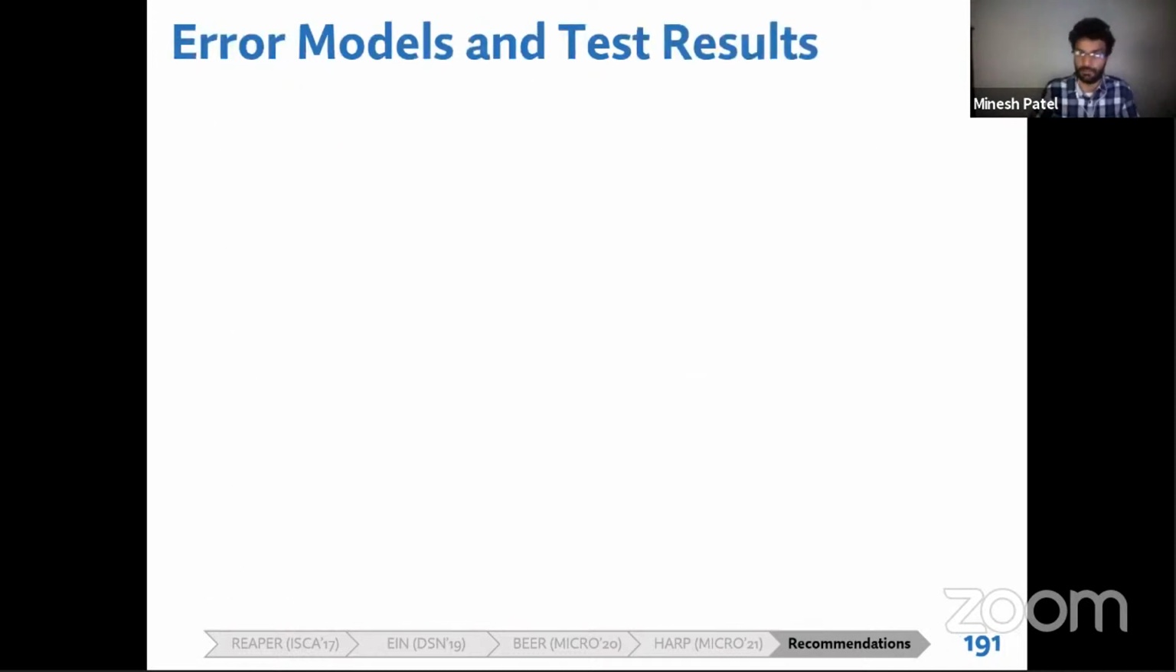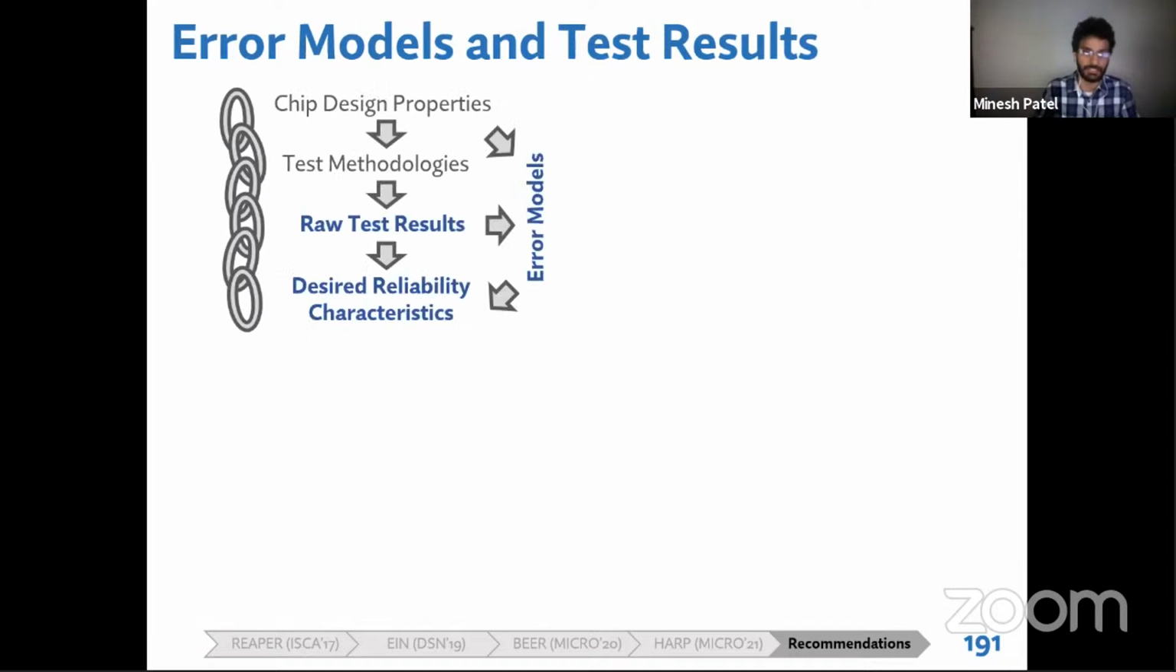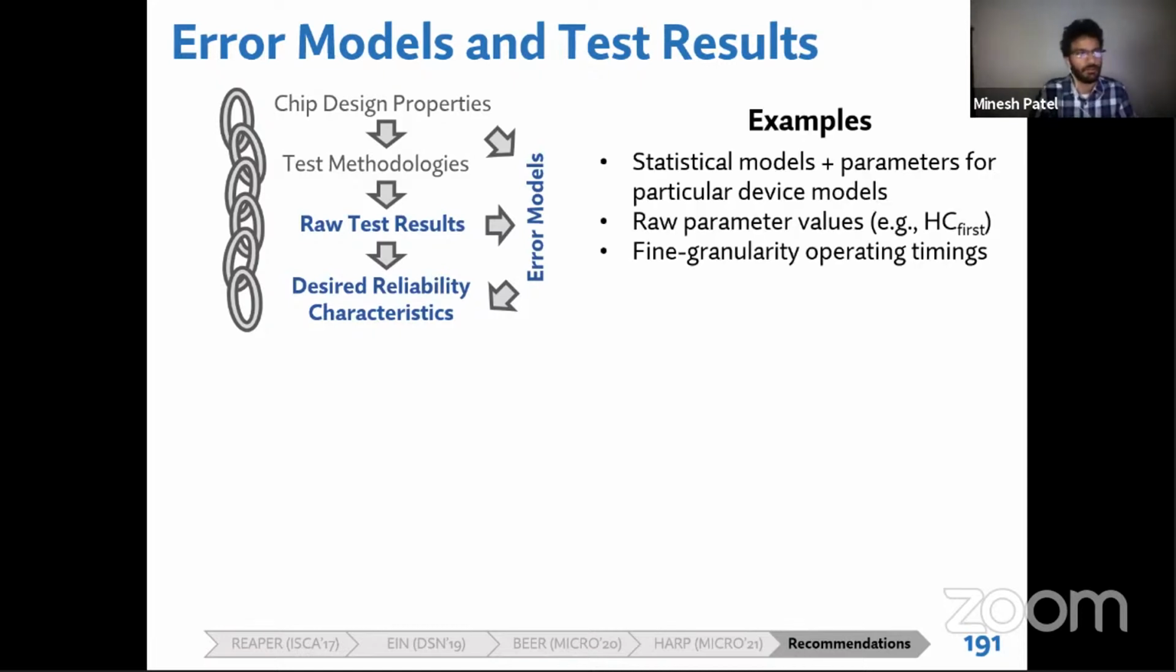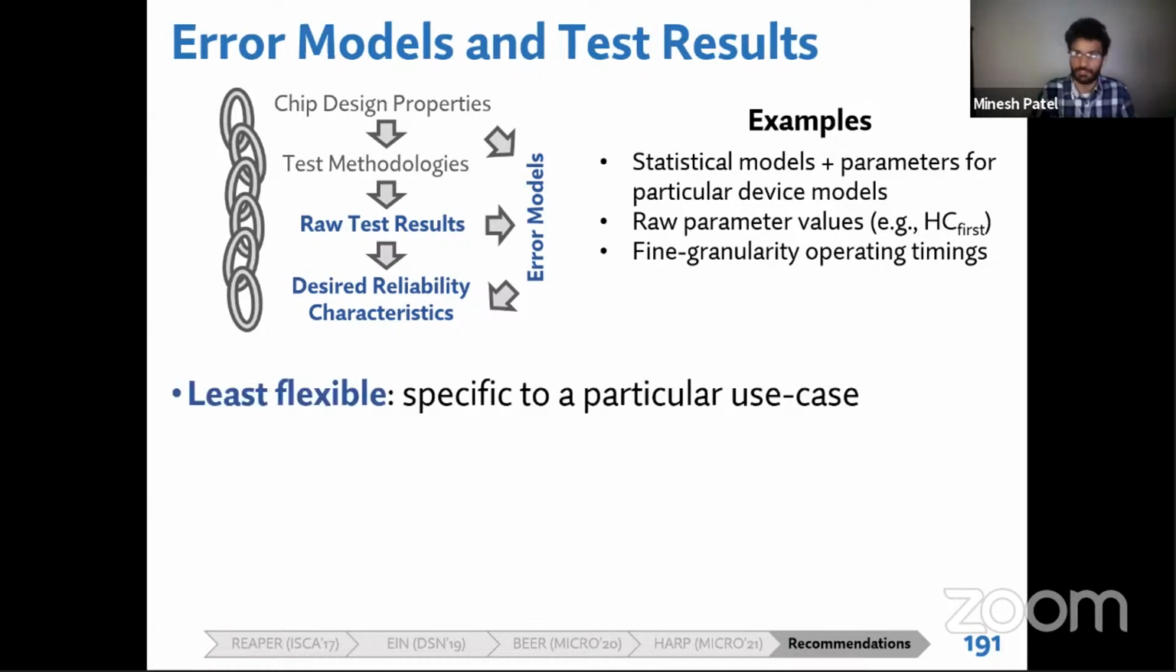The final level of the chain that we consider is the error models, test results, and the end reliability characteristics we're looking for. Examples vary, but include providing statistical models plus the necessary parameters for particular devices, or having raw parameter values themselves. For example, directly providing the HC first that describes the rowhammer vulnerability of a chip. Potentially even providing fine granularity operating timings for different devices, such as row level refresh rates or word level access timings. We note that this approach is the least flexible because it's very specific to a particular use case.